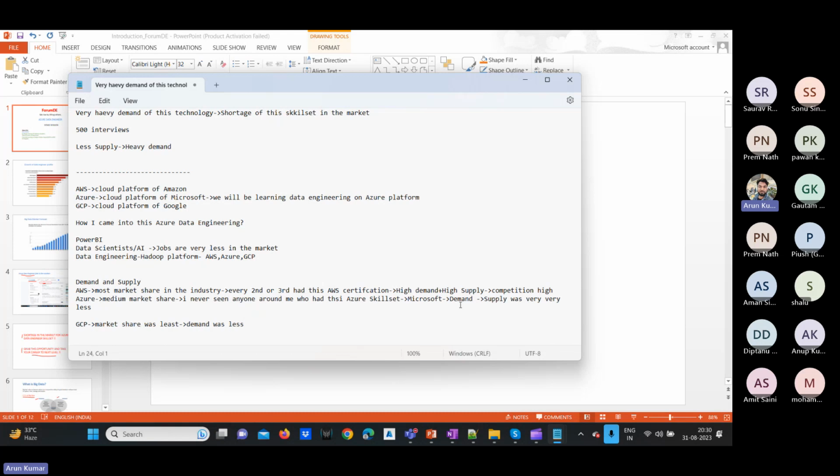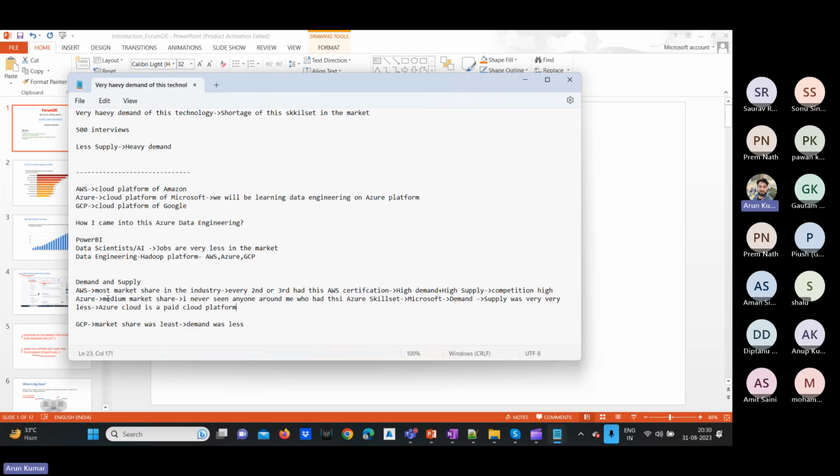One of the major reasons for very less supply in the market is that the Azure cloud is a paid cloud platform. And this is one of the reasons that even those who want to learn don't know how to learn, and are not able to learn this Azure skill set. Most of the people who have this skill set got the opportunity in industry to learn it. That's why they were able to learn it. Otherwise, they would not have learned it.